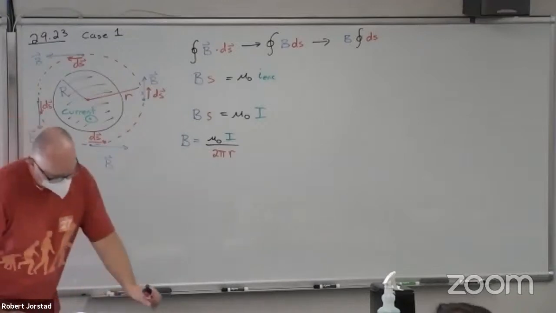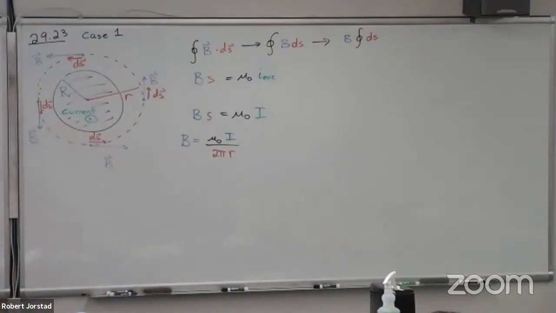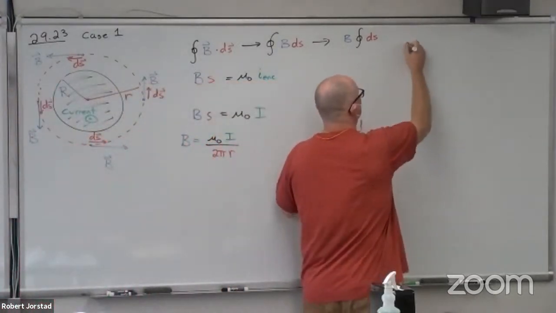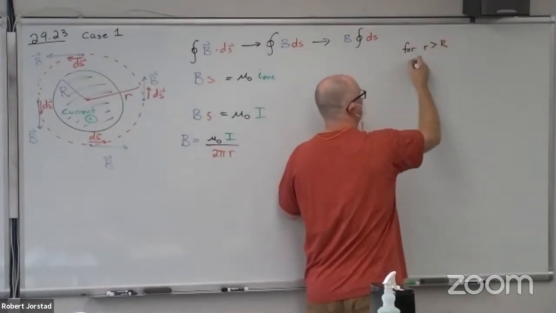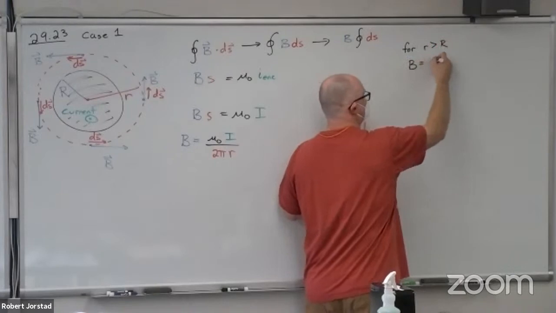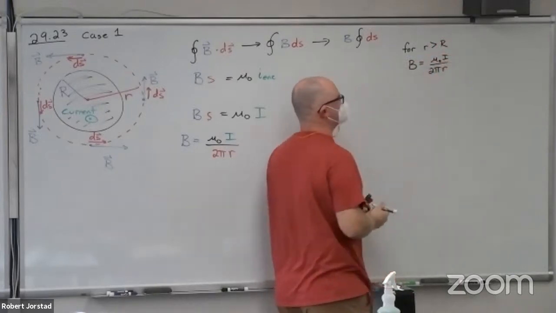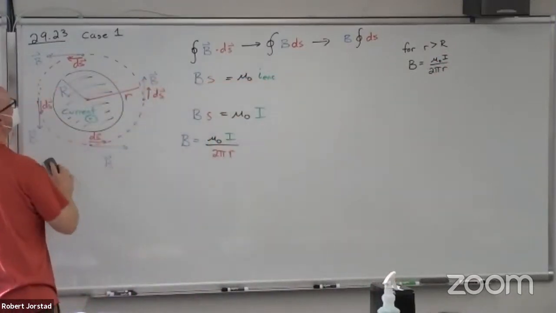Is this all there was to know about that? Yeah, pretty much. All right, you ready to do the next case? Any questions about this? All right, so maybe I'll make a note here. For r greater than R, B was equal to mu naught I over 2 pi r, and that's the magnitude of it. I'm just going to keep that hanging around. That was case one.